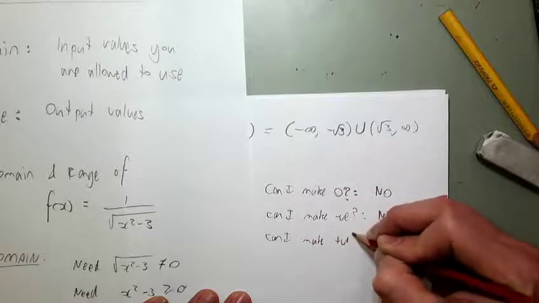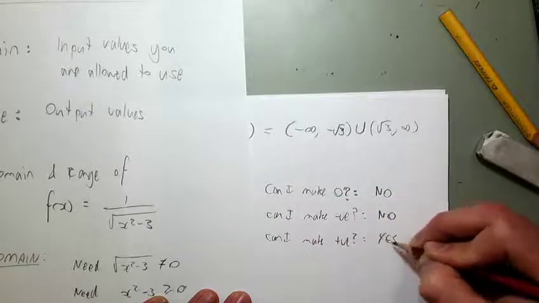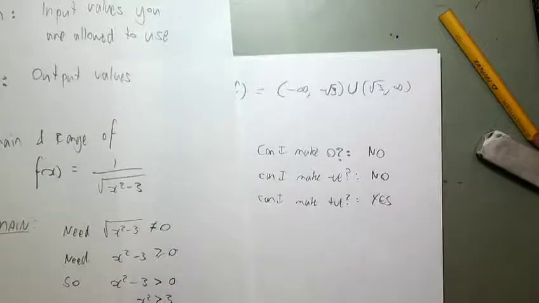Can I make positive numbers? Well, yes, I can make positive numbers. So my next question is, so I can't make 0, I can't make negative numbers, I can make positive numbers generally. Which positive numbers can I make? Is there a minimum possible positive number I could make? Is there a maximum possible positive number I could make?